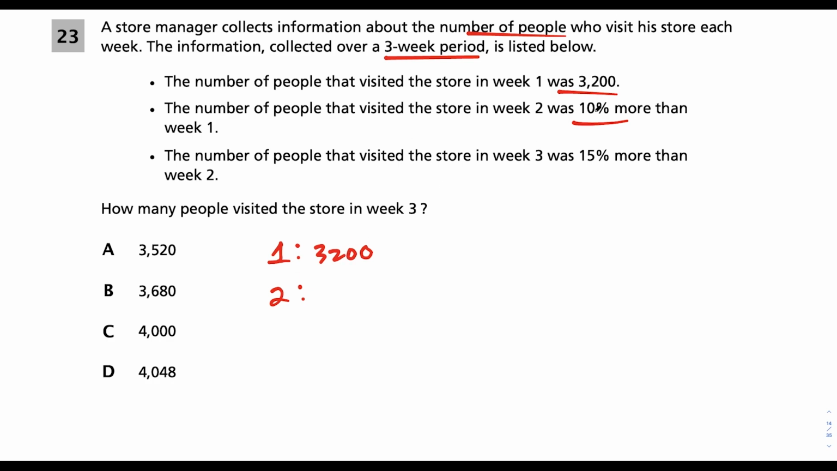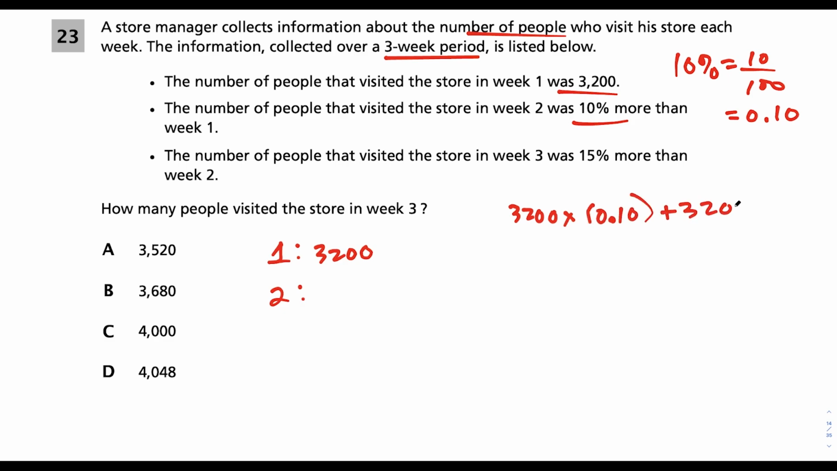Now just know, if you want to increase something by 10%, one thing you could do is take 3,200 and multiply it by 0.10, because 10% is the same thing as 10 out of 100, and as a decimal, that is 0.10. Then add that back on to the original 3,200, because we want to increase 3,200 by 10%. So we take 10% of 3,200 and add it on.